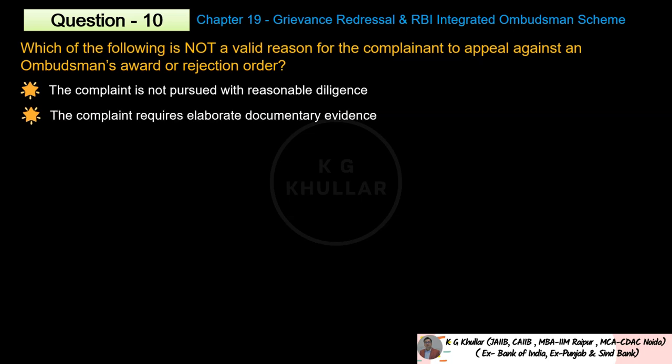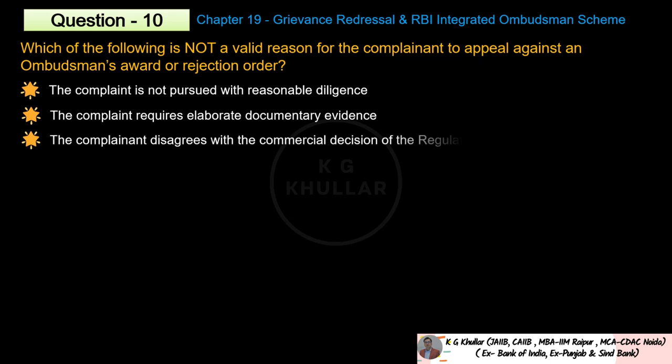And the options given to you are these. First option is, the complaint is not pursued with reasonable diligence. Then second option B is, the complaint requires elaborate documentary evidence. The next option C is, the complainant disagrees with the commercial decision of the regulated entity. And last option D is, the complaint is without sufficient cause.